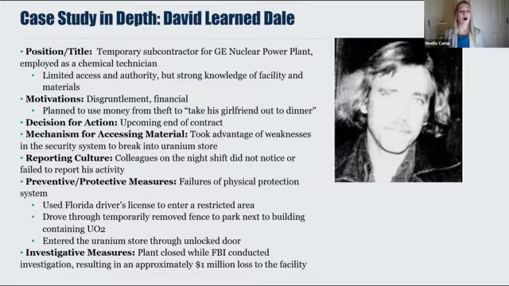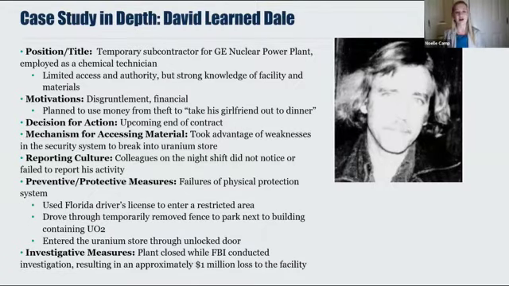Disgruntlement because his contract as a temporary subcontractor was coming to an end, and his brother later told investigators that he was depressed about the fact that he would be out of work. He also planned to steal the material and blackmail the facility for money, and planned to use the money from the theft to, quote, take his girlfriend out to dinner. So relatively modest financial ambitions.